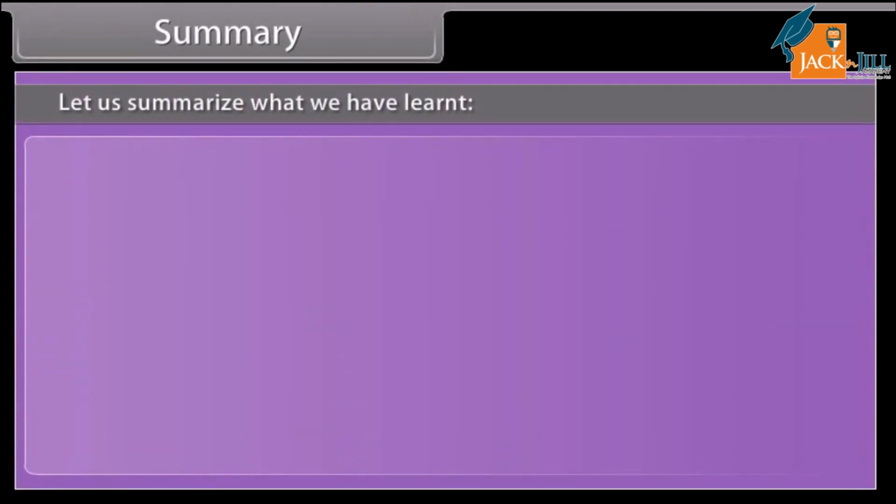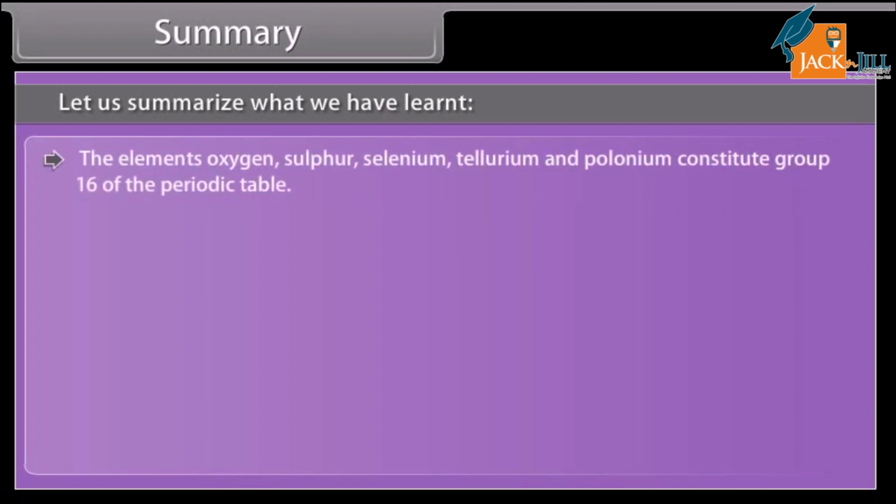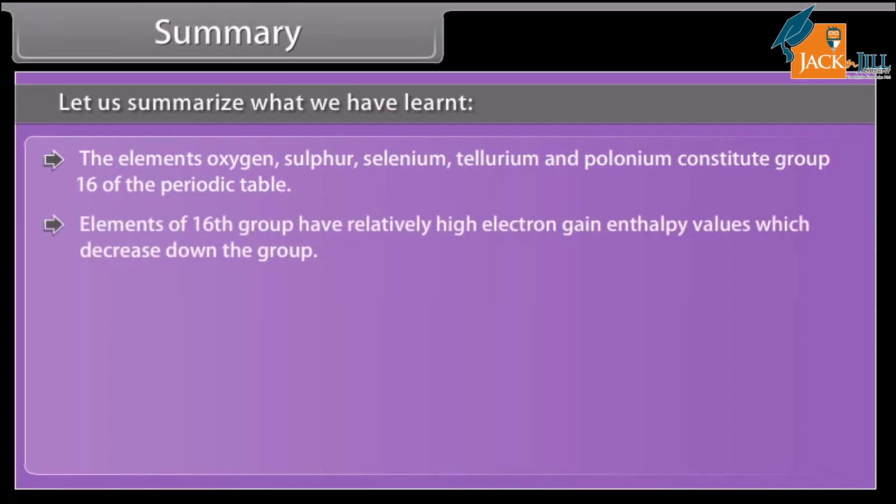Summary. Let us summarize what we have learned. The elements oxygen, sulfur, selenium, tellurium, and polonium constitute group 16 of the periodic table. Elements of the 16th group have relatively high electron gain enthalpy values, which decrease down the group.